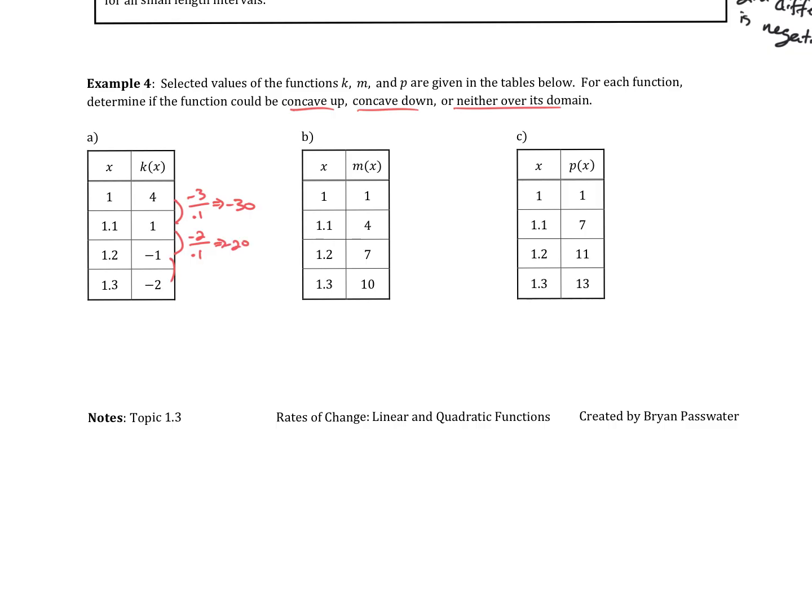And then -1 to -2, what we got? -1 over 0.1. So what do we have? -10. So is this a linear function, by the way? No, it's not linear, because this is moving, isn't it? So what's my second difference? How do I go from -30 to -20? +10. And then -20 to -10? +10. So what do we know about this?